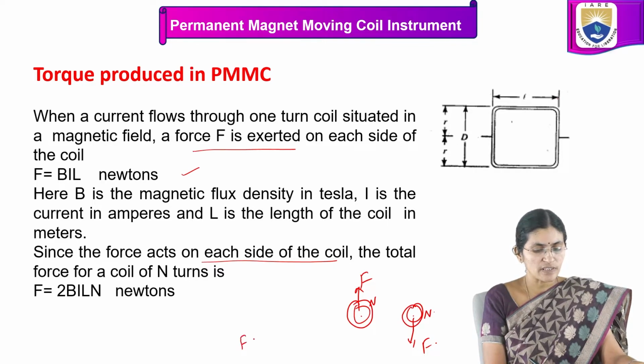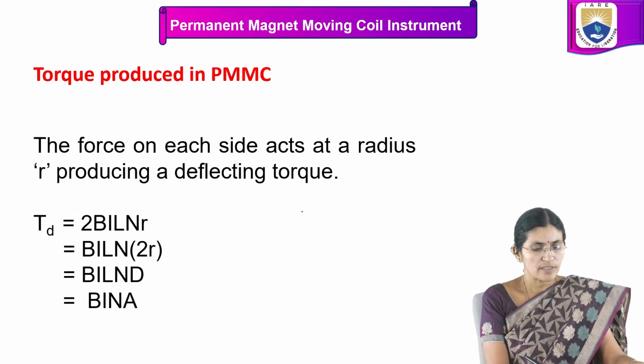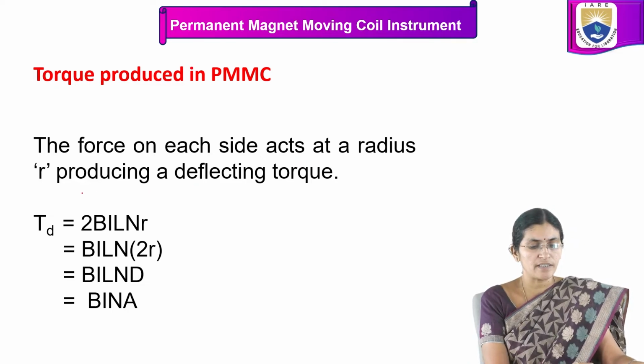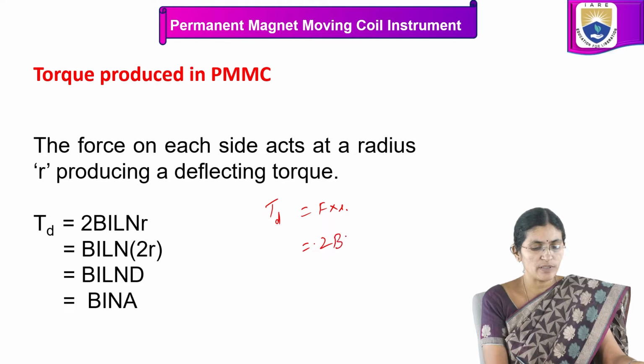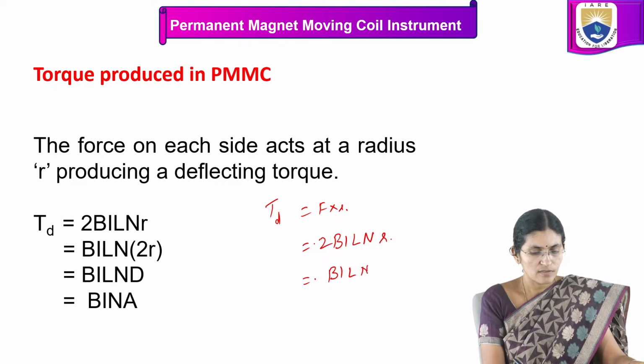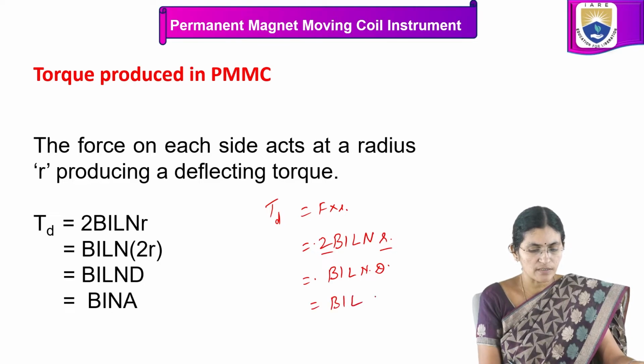So therefore, the force equation we can write as F is equal to, since two sides, 2 BIL into N. Next, the force on each side acts at a radius r, producing a deflecting torque. So deflecting torque TD is equal to F cross R, so TD is equal to 2 BIL into N into R. This 2R is equal to D from the diagram which I have shown previously. So this is equal to BIL into D.